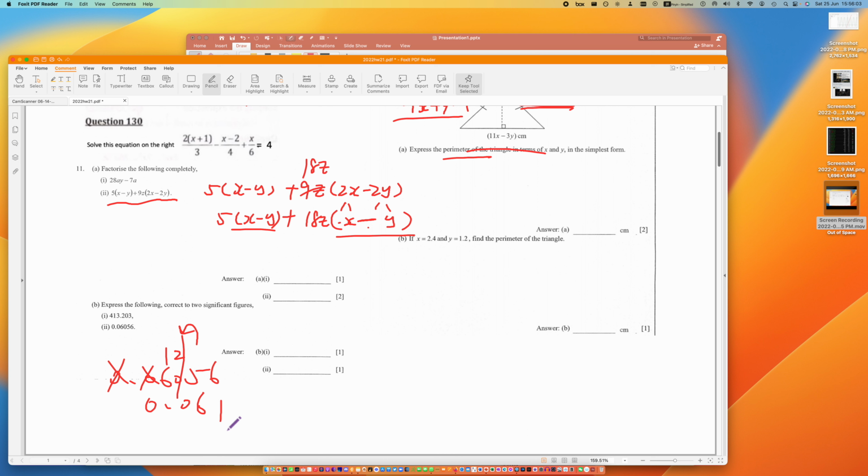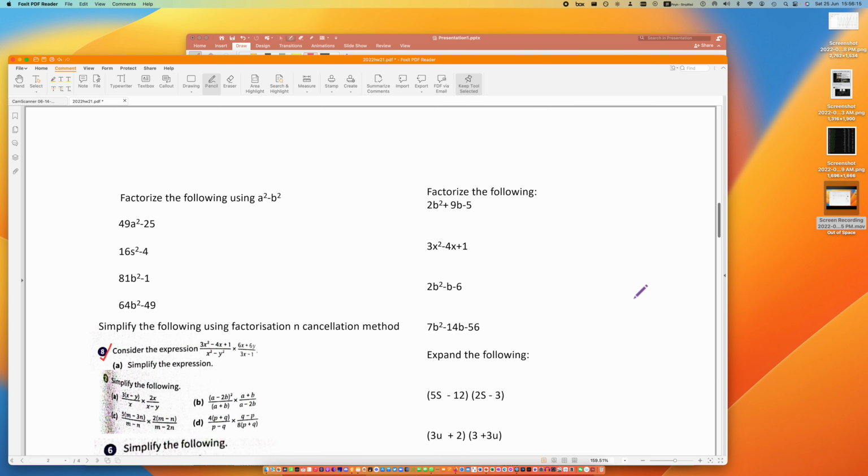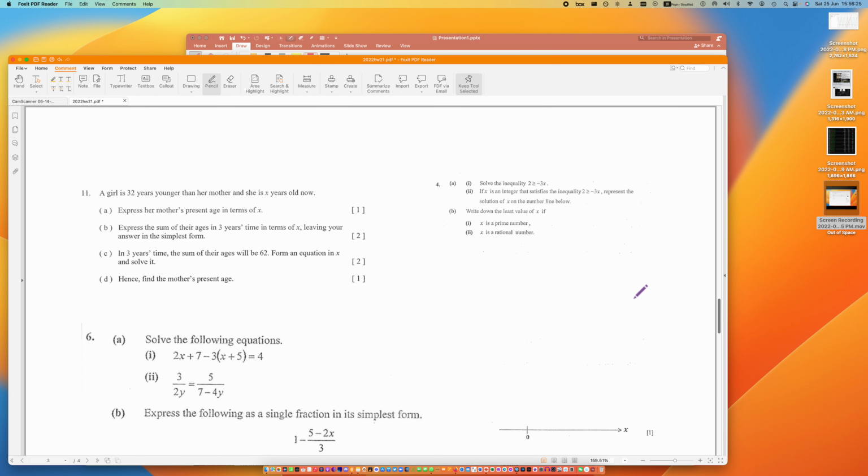11B part 2. Okay, good. Very good. Looks good this time around. If you realize, this is just a revision. Okay, this is a revision. Then this one is also a revision.